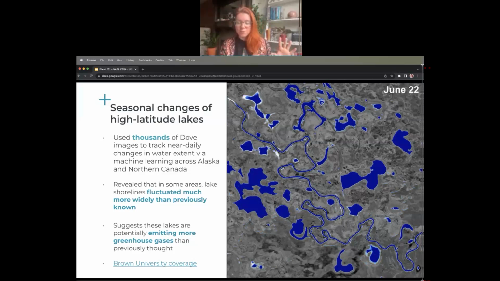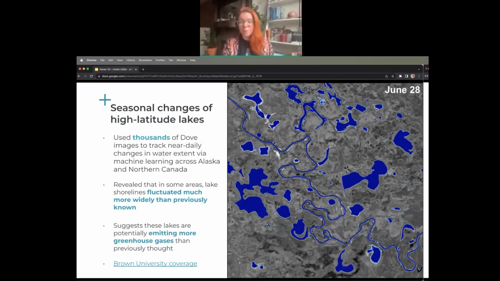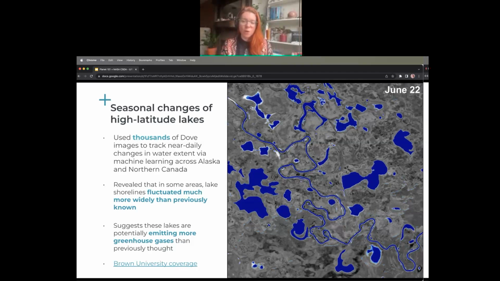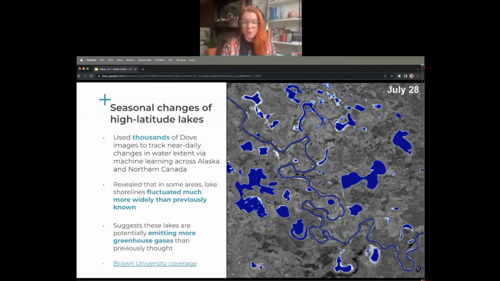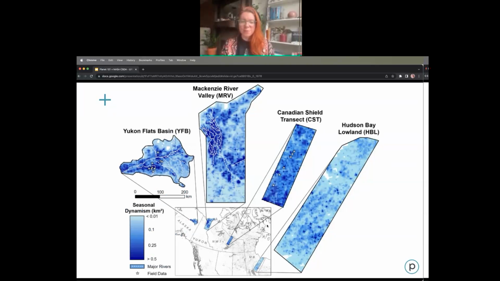And so very similar to the case that Kelly Honjulu was doing in wetlands in the continental United States, this is a place where there might also be more greenhouse gas emissions than previously thought because we weren't able to capture the full range of lake dynamism at this resolution. And so she was able to create these maps of seasonal dynamism over time for these 4 different areas across Alaska and northern Canada.